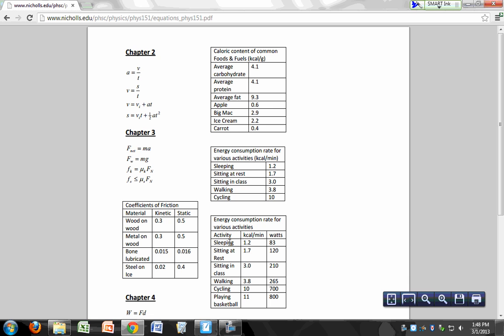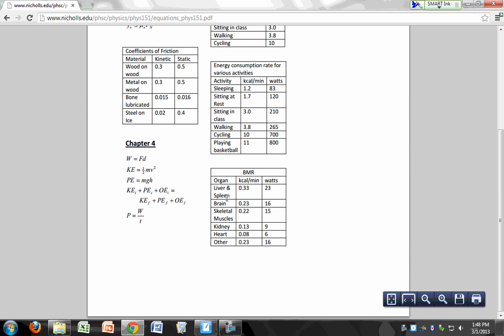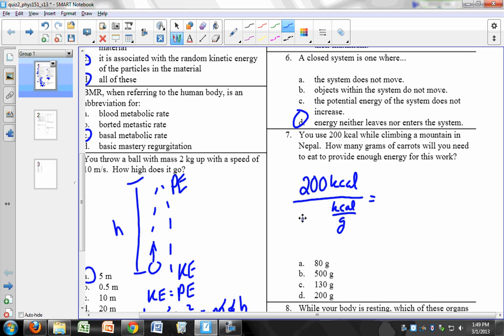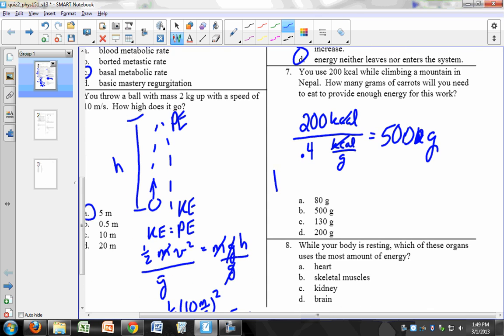All right, for carrots, do I have this? Oh, here we go. The caloric content for carrots is 0.4 kilocalories per gram. So we just divide this by 0.4. Kilocalories cancel. 200 divided by 0.4 should be 500. Yes, 500 grams. You have to eat a half a kilogram of carrots. That's a heck of a lot of carrots. So that is B for number 7.